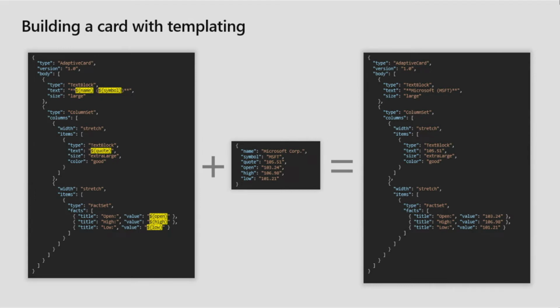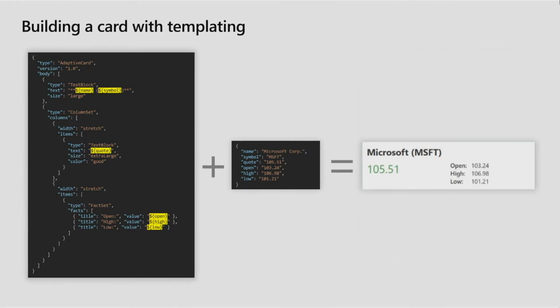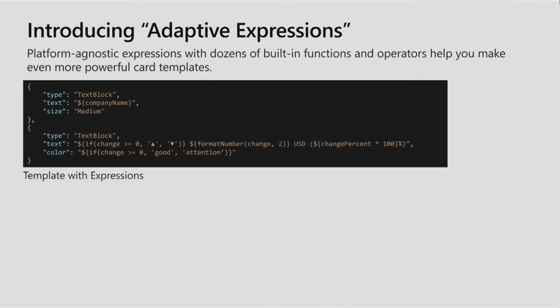But now, if you actually apply that principle to multiple data objects, all representing different stock symbols, you can replicate the same layout over and over again in a very efficient way without having to author the card n different times. And so that's what templating actually allows you to do.